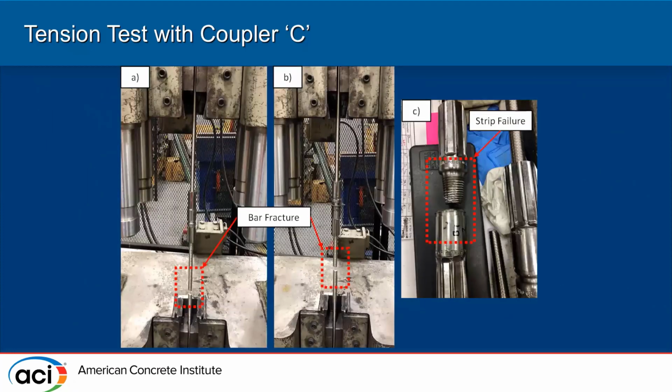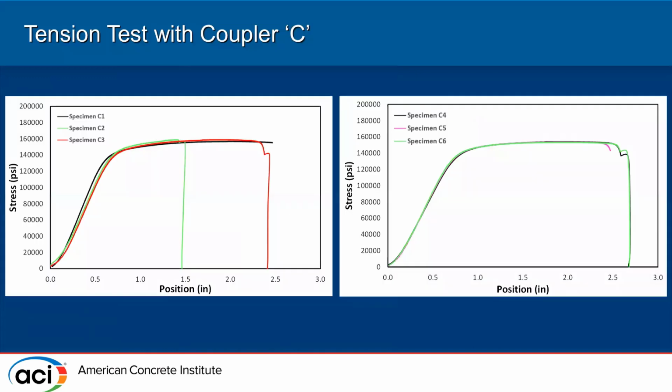So this is the bar fracture failure that occurred on coupler C, which is away from the spliced region. And the last figure shows the strip failure on the second specimen. And this is the stress versus position plot: one is for the number 5 bars, and the other plot is for the number 6 specimens, on top of each other.